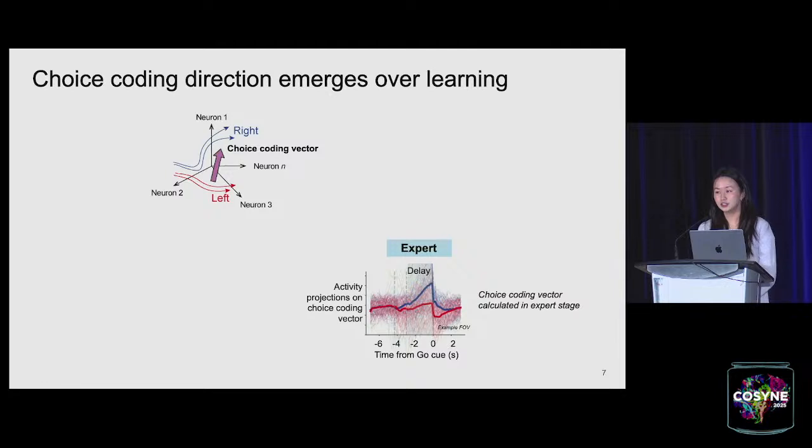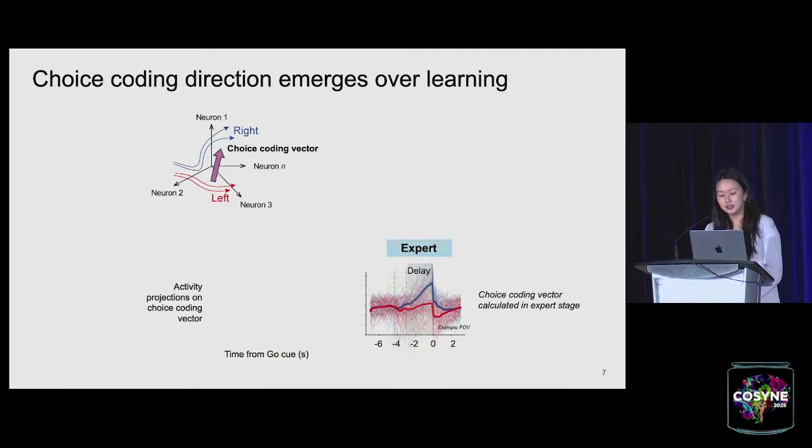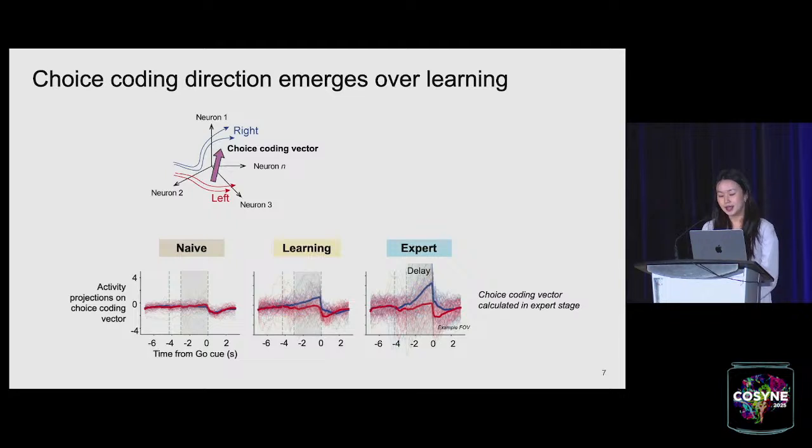Here, right and left trials are colored as blue and red, and the thick lines show their trial averages. So in this case, I estimated the choice vector in an expert animal, and here I'm looking at the activity projected on this dimension in the same expert animal. You can see there is good separation of the trial types through the delay period, meaning that this dimension carries persistent trial type information. Now, because I'm tracking the same neurons, I can look at the activity on the same dimension when the animal is in the learning and naive stage. What we see is that this dimension was not persistent in the beginning, and this emerges over learning.